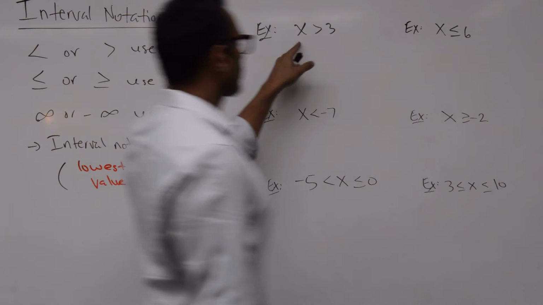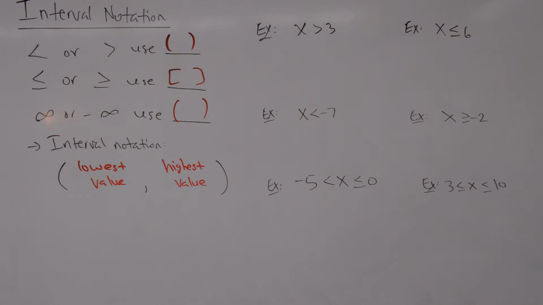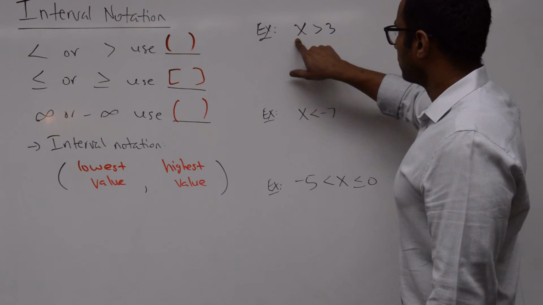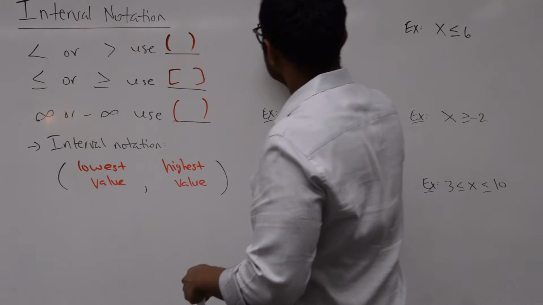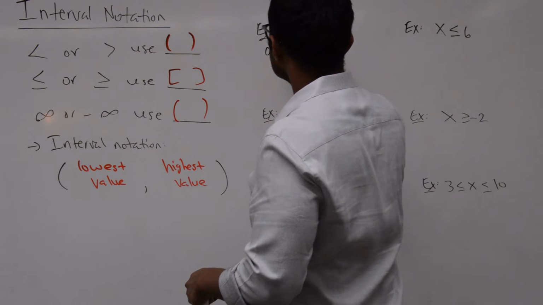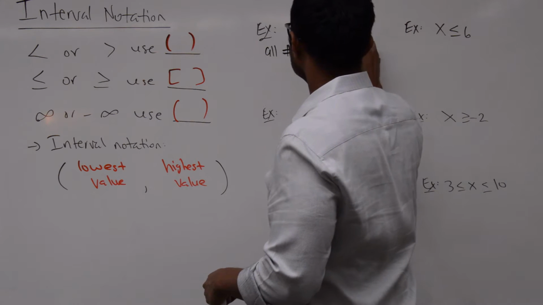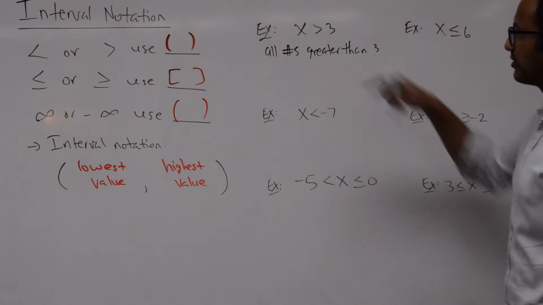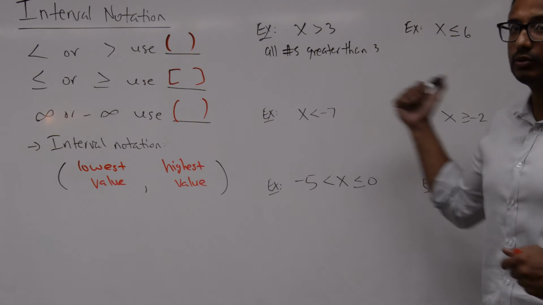For example, we're going to graph x greater than 3. Let's think about this. X represents all the numbers, so I'm going to write this out in words. So x represents all the numbers that are greater than 3. Okay, x is all the numbers that are greater than 3. So it doesn't include 3.